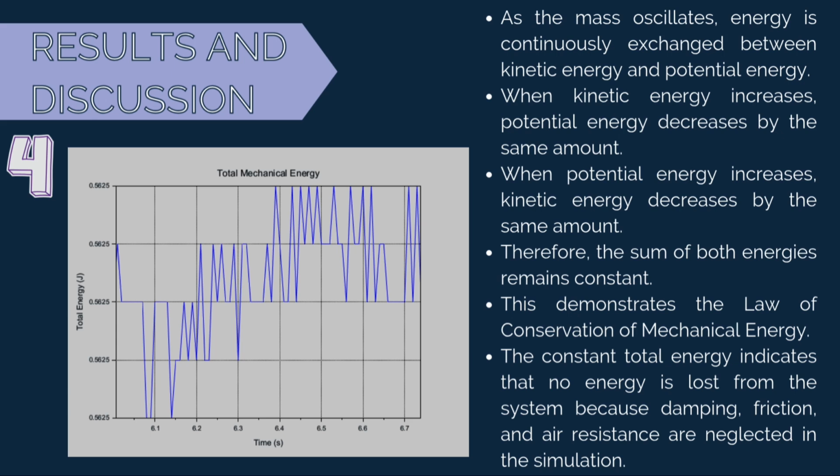Although the graph appears to show slight fluctuation, these variations are caused by numerical rounding error in Scilab and do not affect the overall result. The constant total energy confirms the law of conservation of mechanical energy, indicating that no energy is lost from the system since damping, friction, and air resistance are neglected in the simulation.